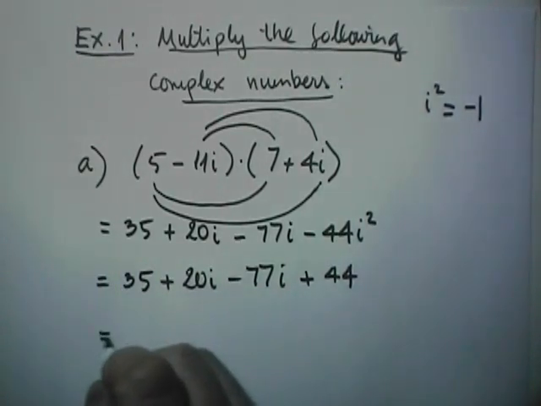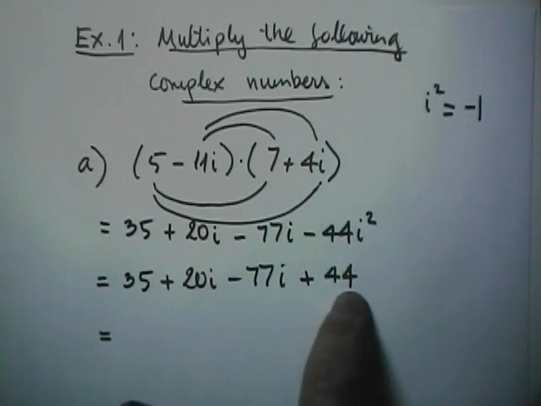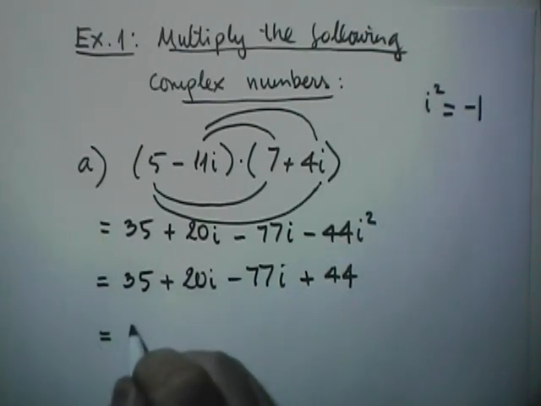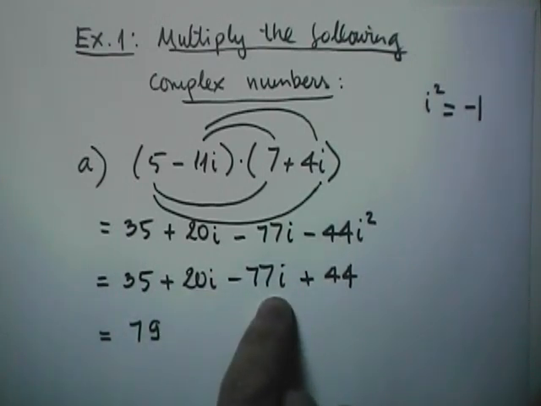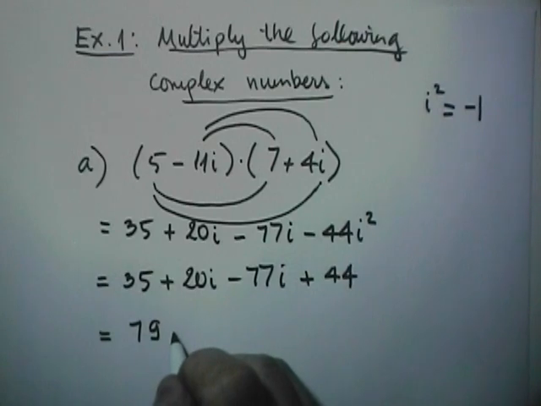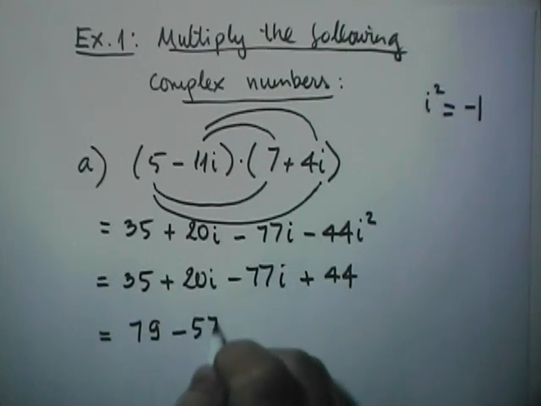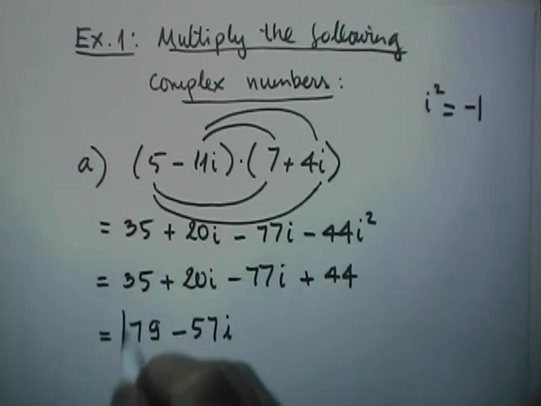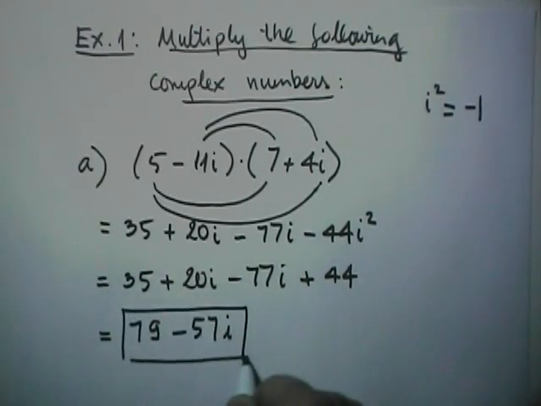So now, what remains? Combine like terms. I have 35 plus 44, which gives me 79, and then 20i minus 77i, which gives me minus 57i. And that's how I'm done multiplying my two complex numbers.